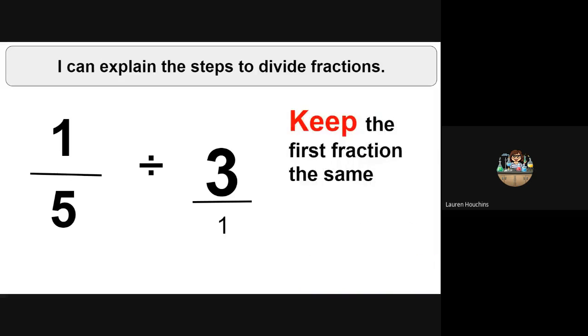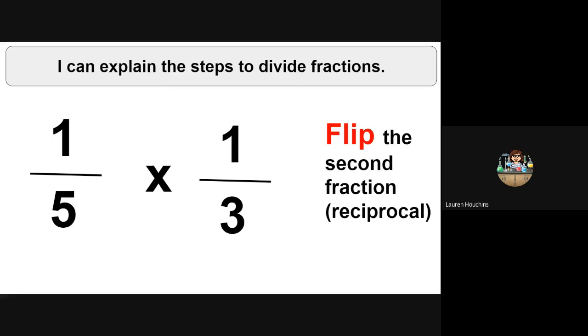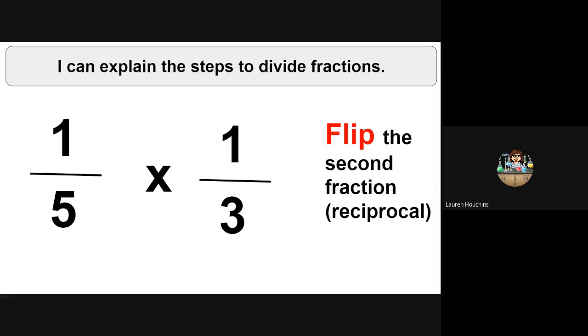So first step, we keep the first fraction the same. We don't do anything to that 1/5. We leave it alone. Then we're going to change the division symbol to multiplication. And then we're going to flip that second fraction. We're finding its reciprocal. So when we go back, we had 3/1. All we did was flip it around. And now we have 1/3.